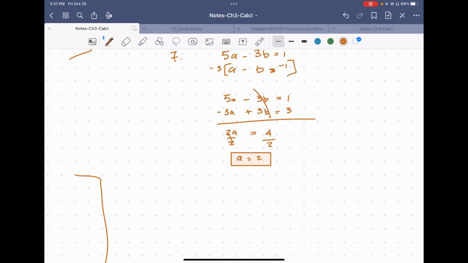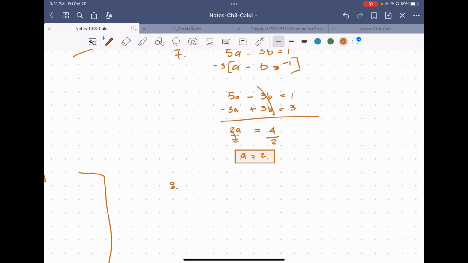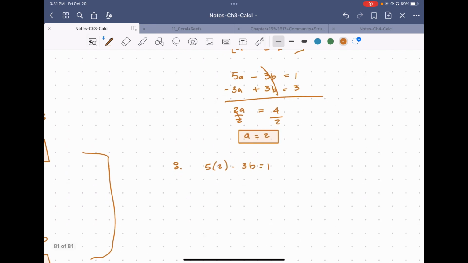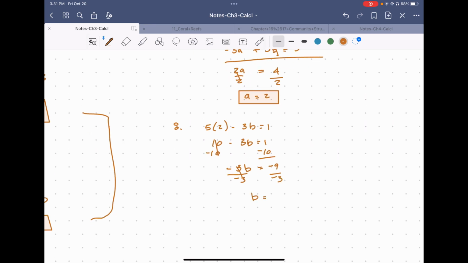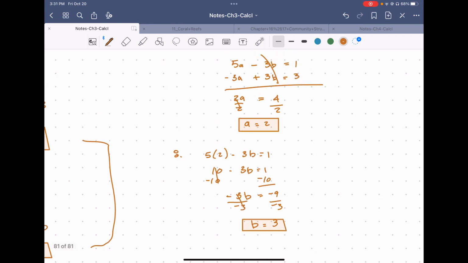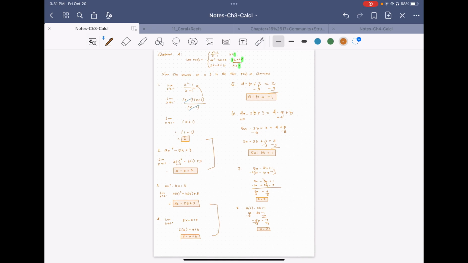I'm going to use the 5a equation, so step number 8. 5 times 2 minus 3b equals 1. So 10 minus 3b equals 1. Minus 10 on both sides, so -3b equals -9. Divided by -3 on both sides, b equals 3. So there we have our two values, a equals 2, b equals 3. Here are all the steps.